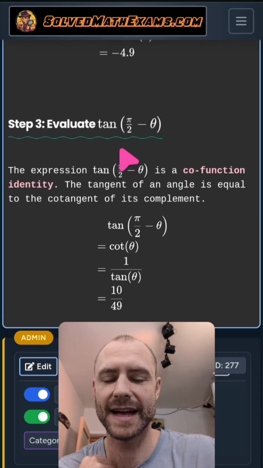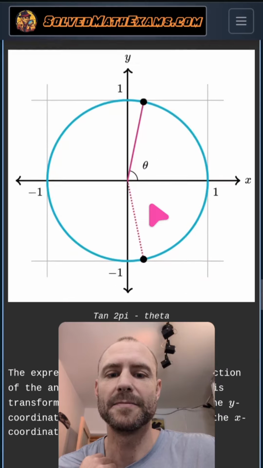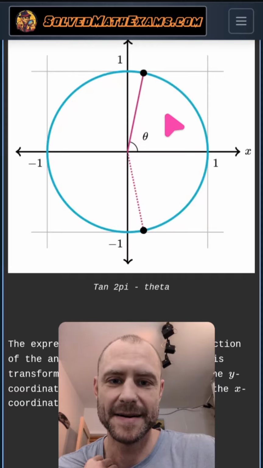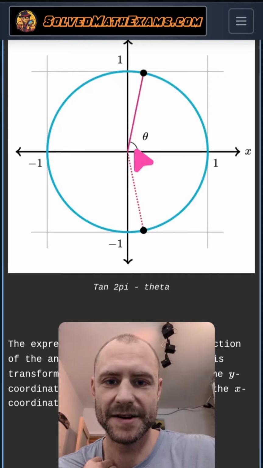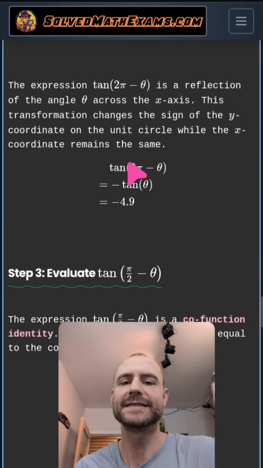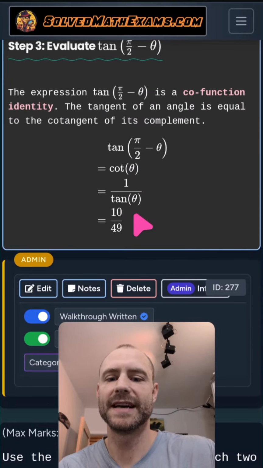And then finally, for the last one, pi over 2 minus theta. Let's use this picture. Pi over 2 is 90 degrees, and then minus theta brings us down to about here. I don't have a picture for that last one, but it's about there. This one is a much different slope. This one is the reciprocal. So it's still positive, but that's why we're going to get the flip, which is 10 over 49.